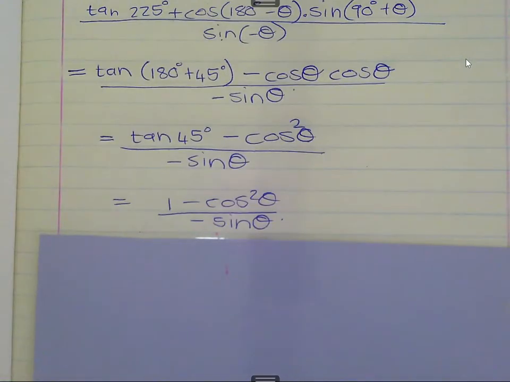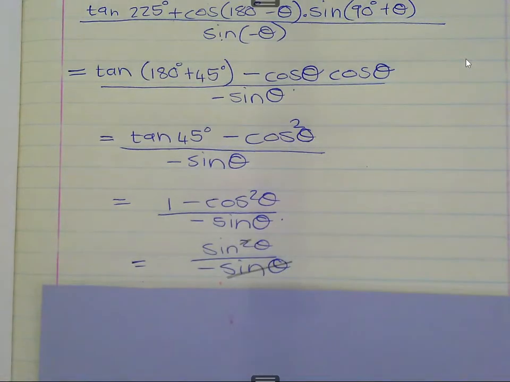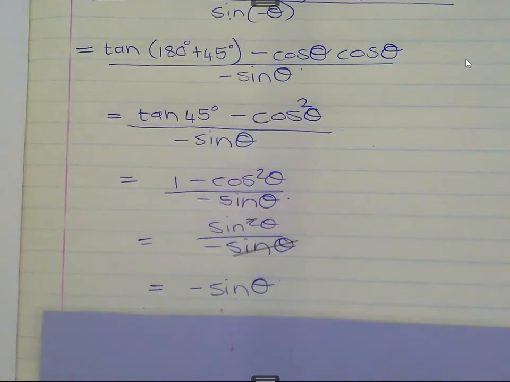Now before we did identities, this is where we would stop. We wouldn't be able to go any further. But now we've done identities. Do you see something? What do you see? What is 1 minus cos squared? And then the bottom sin can cancel out with one of the sins at the top because it's a square. And then my answer will be negative sin theta.